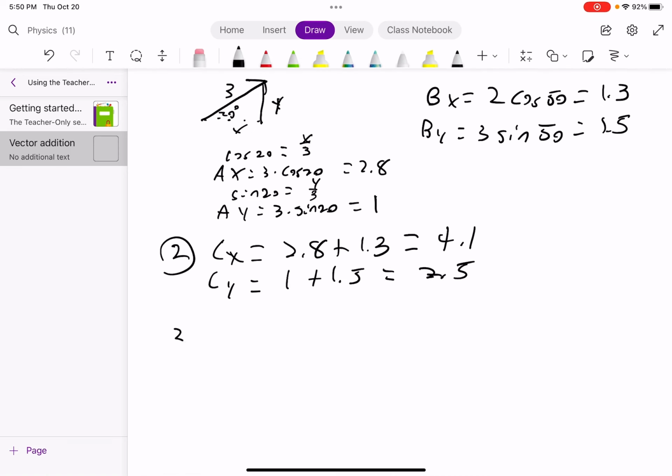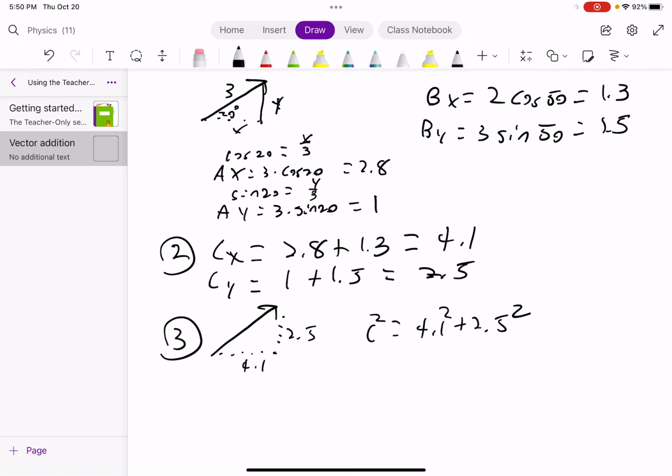Step number 3 is to use Cx and Cy in order to find the magnitude and direction of C. In order to find the magnitude, we use the Pythagorean theorem again. Our C looks like this, and we have a line over here that is 4.1, and a line over here that is 2.5. So we're looking for the hypotenuse. C squared equals 4.1 squared plus 2.5 squared. You add those two together and you take the square root.